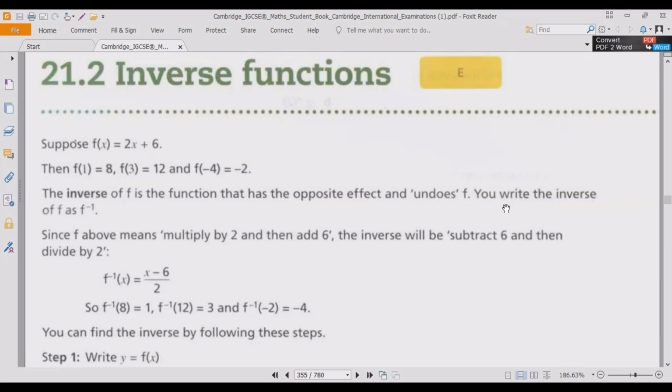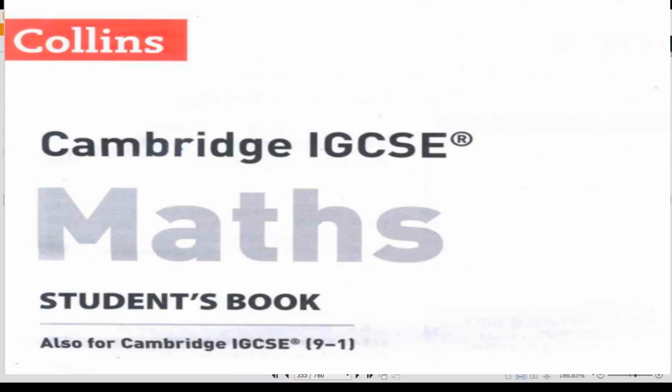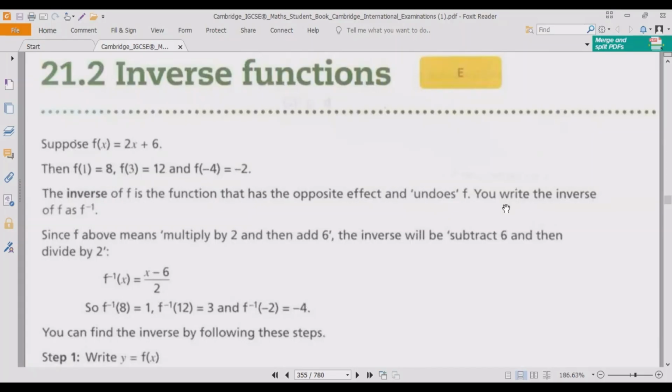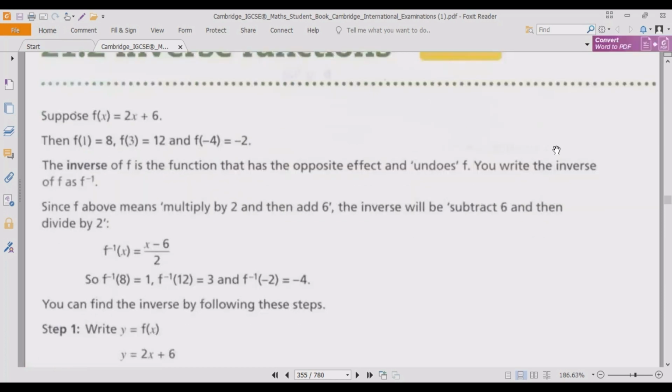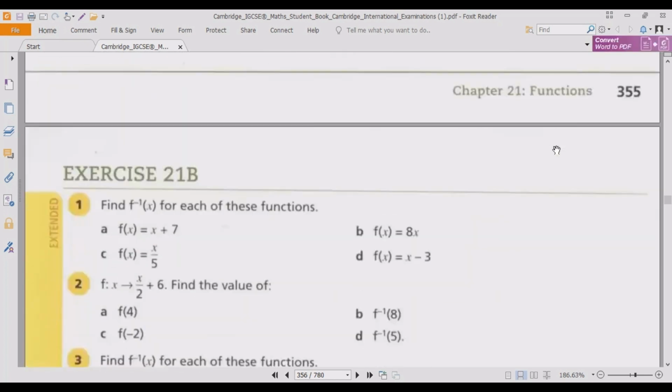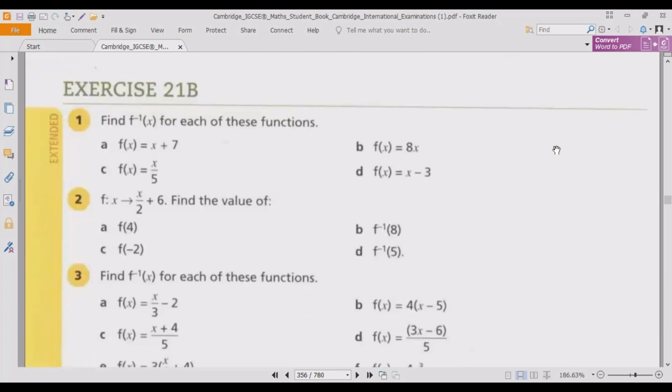As you know, we are doing the concept of functions, and for this we are following chapter 21 of the Collins book. In our last lecture, we studied the concept of inverse functions, how to represent them, how to find the inverse of any function, and if we are given any two functions, how to check whether they are inverses of each other or not. In today's video, we will see some questions related to these concepts. And for this, we will do exercise 21B of the Collins book.